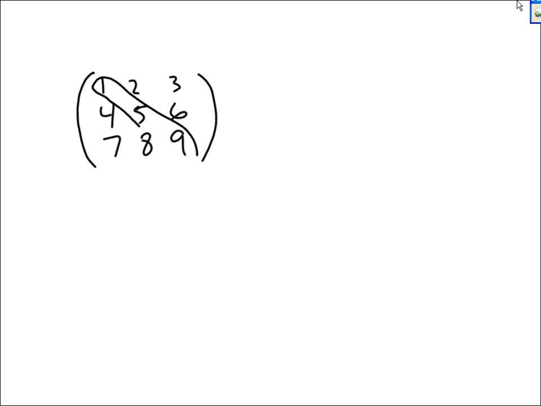Let us talk about the diagonal of a matrix. Unless otherwise stated, whenever we talk about the diagonal of a matrix, we mean the main diagonal. And I'll show you what the main diagonal is in a moment. First of all, before we can talk about a diagonal of a matrix, it has to be a square matrix. 1, 2, 3, 4, 5, 6, 7, 8, 9. This here is the diagonal.